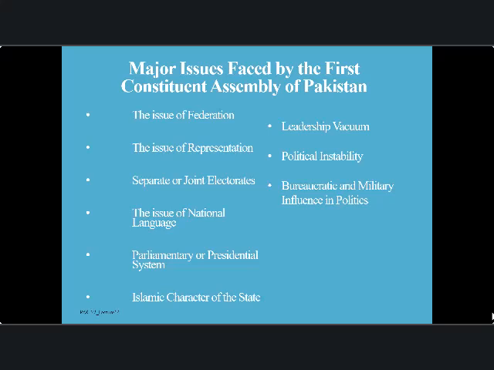So students, on the other hand, some leaders suggested adopting a presidential system where the president would be directly elected and would exercise significant executive authority.